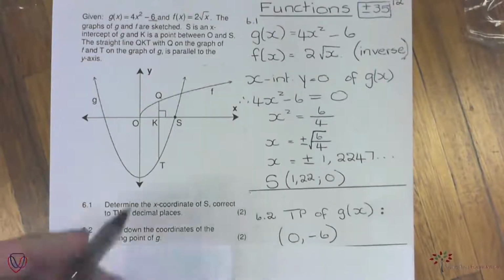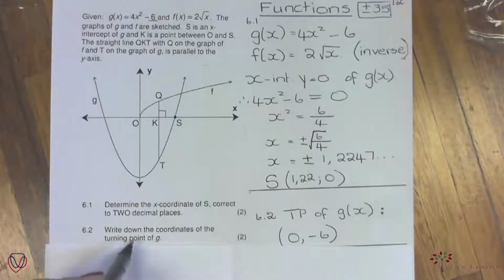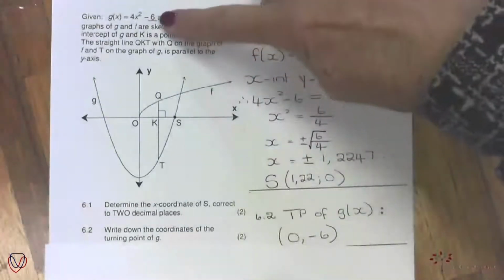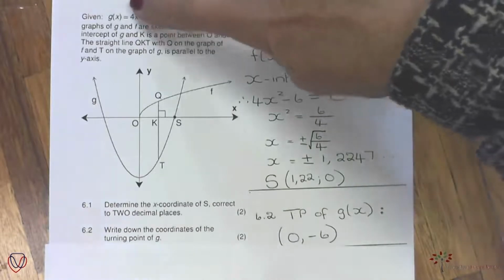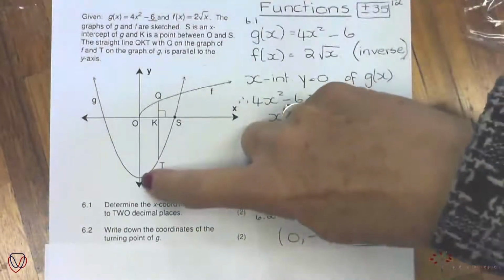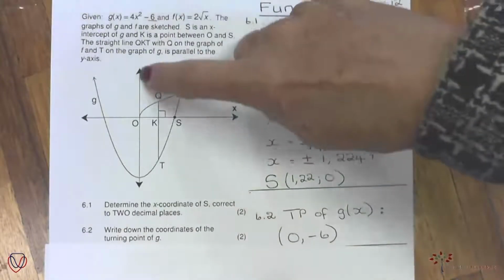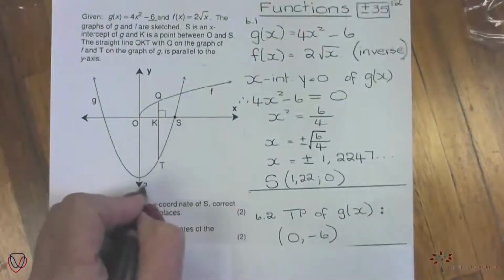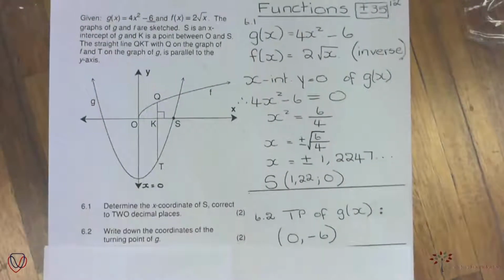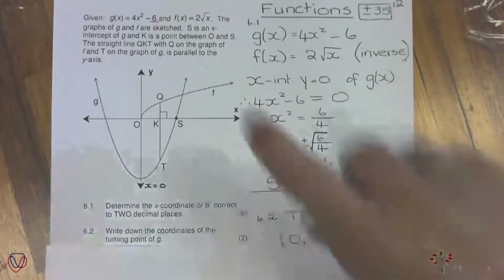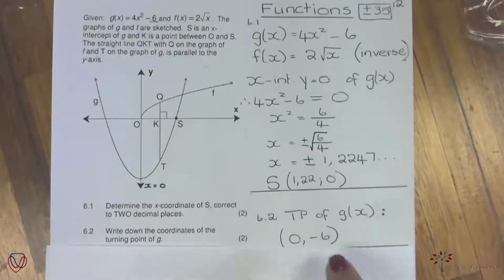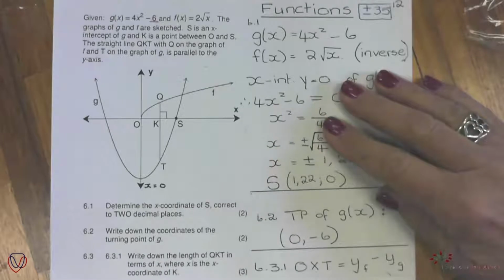Right, the second question. Write down the coordinates of the turning point of g. Again, so easy, people. 2 marks. This one you can do in 20 seconds. The turning point is always when you make your x 0 because on this graph there's no axis of symmetry except for that, which is x is 0. This axis of symmetry is x is 0. Can you see that? Right. So the y-intercept will be that one, and that means your turning point is (0; -6). Very easy, do it in a very short time.